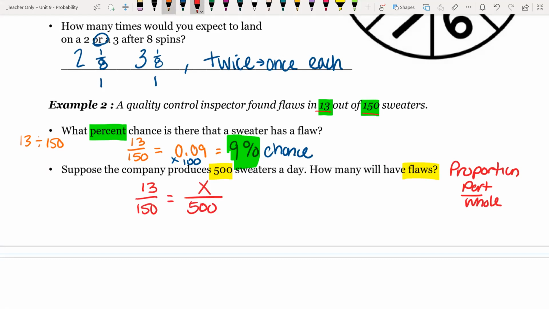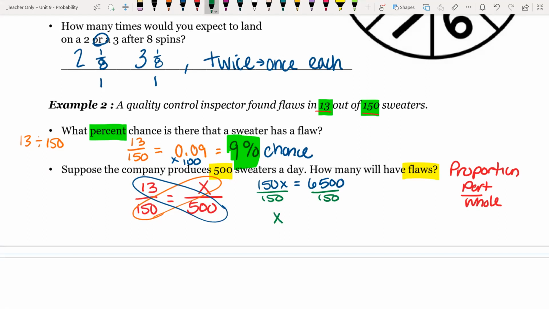We cross multiply. So remember, we multiply diagonally. So we do 150 times x, which is 150x. And then we do 13 times 500, which is 6,500. Divide by 150. We get x equals roughly 43 sweaters, right? If you get a decimal, I can't have a percentage of a sweater, so I'm going to round up, okay?